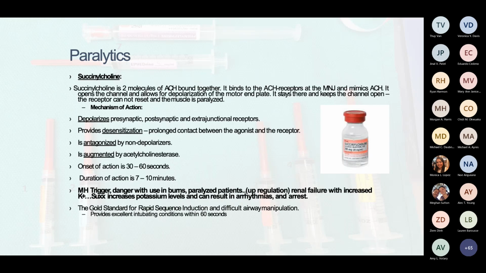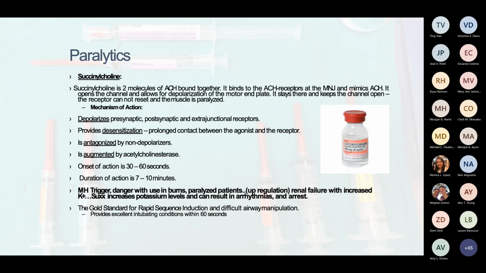So the only depolarizing agent we use is succinylcholine. You will see that brought up time and time again. And it's something you have to consider for your anesthetic because of the depolarization. There tends to be a large number of side effects and contraindications associated with it.